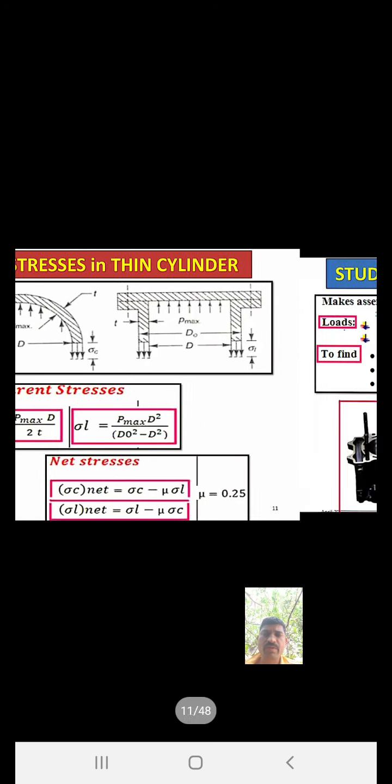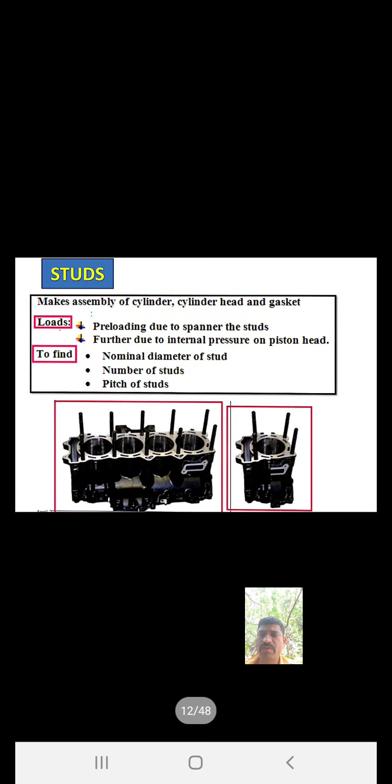Mu is the Poisson's ratio, which you get as per the selected material or design of the thin cylinder. Mu is equal to 0.25.